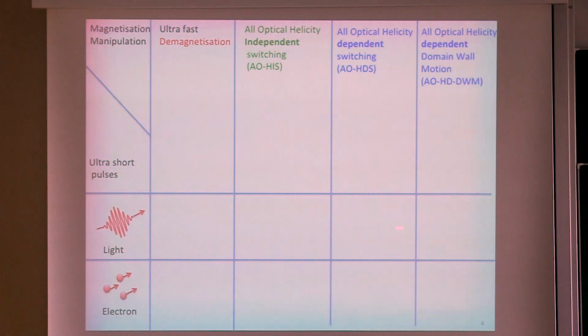So I have 8 boxes here that I'd like to fill. So can we do that with femtosecond light? You already know the answer for a few of them. And can we do that with electron pulses, whose duration is about 50 femtoseconds? And of course, it's going to be quite material-oriented, but each time we have some result, we'll ask ourselves, does it help to understand the fundamental mechanism? Okay, so let's start with ultrafast demagnetization.